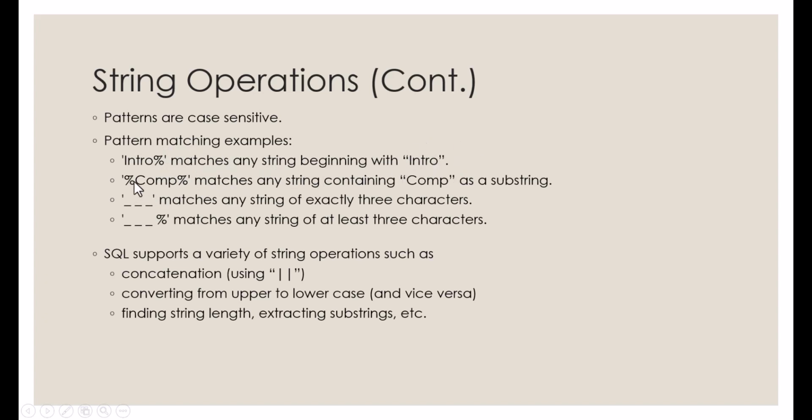The next one has percent sign, comp, percent sign. So it's any substring that contains the word comp. You could have something before, after, or both. Then we have 3 underscores in a row. So this is going to be any string that has exactly 3 characters, because each underscore indicates exactly 1 character.